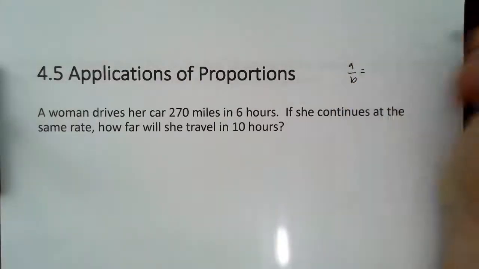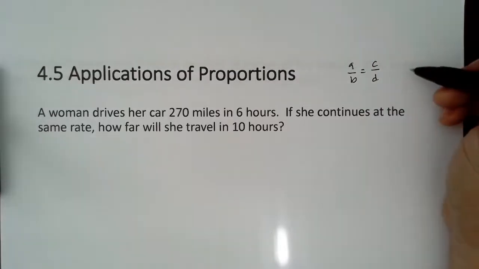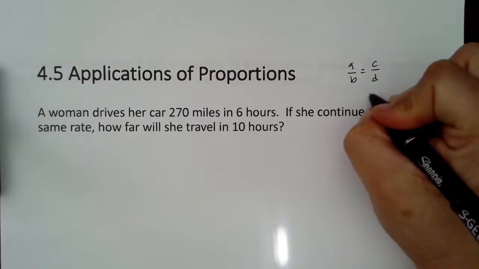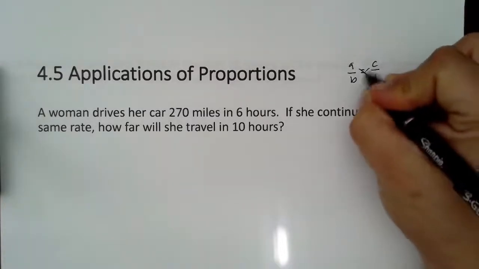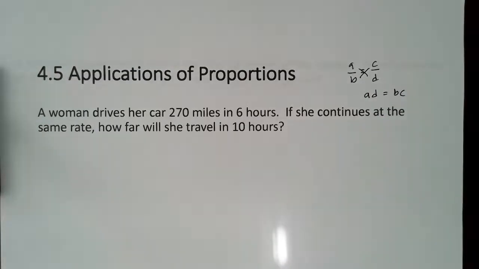we have two ratios that are equivalent. We call this a proportion. And the property is that you can cross multiply, and that also holds true.